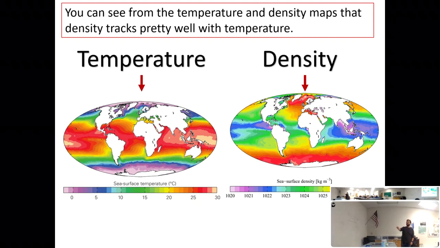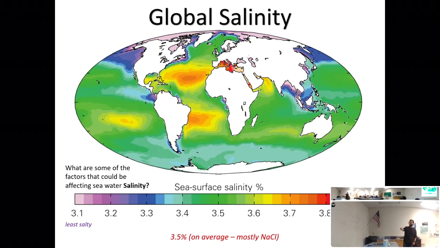And you can see that temperature and density are kind of related in this global map of temperature, global map of density, global map of salinity. So these maps, I'm showing these to you right now. They're going to become very important in this class as we move forward. These global maps of salinity, global maps of temperature.